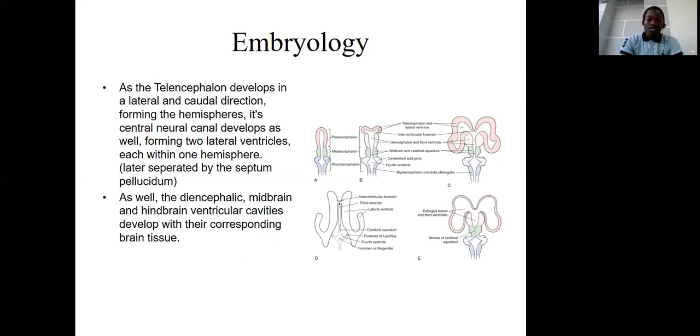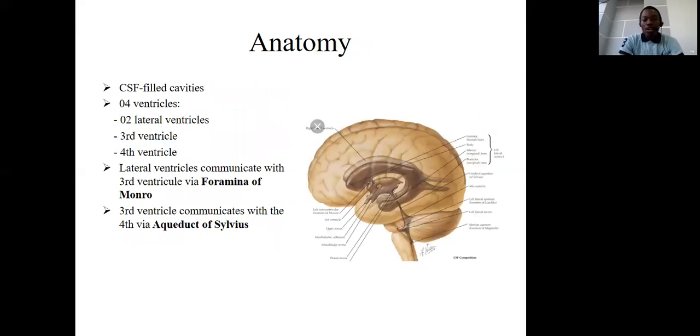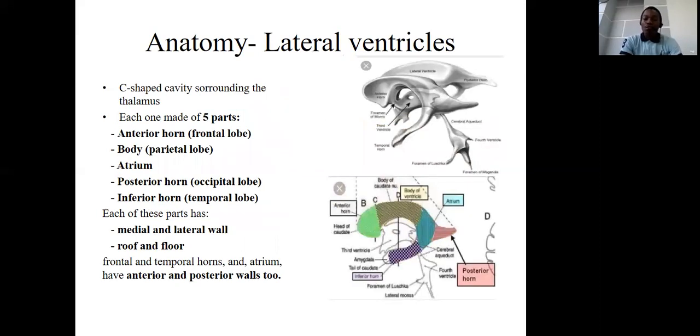The same process applies to the diencephalon, where the thalamus and hypothalamus structures are present, to the midbrain and then the hindbrain, wherein as they progressively develop, the cavities inside the corresponding structures will form. So in an adult brain, these CSF-filled cavities, as we said earlier, communicate with each other: the lateral ventricles communicate with the 3rd ventricle through the foramina of Monroe, and then the 3rd communicates with the 4th through the aqueduct of Sylvius. So taking 1 ventricle at a time, we're going to see first of all the lateral ventricles.